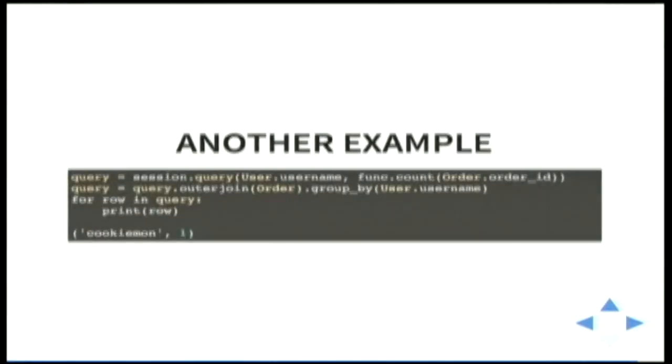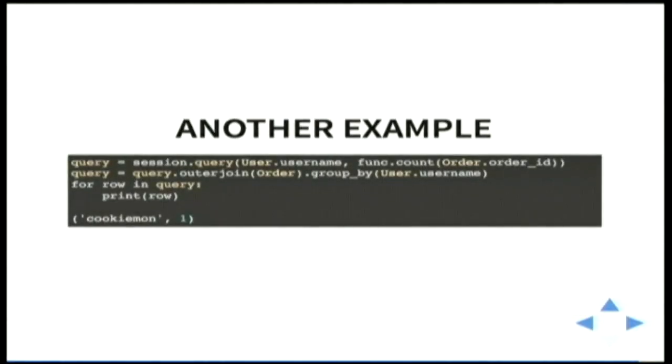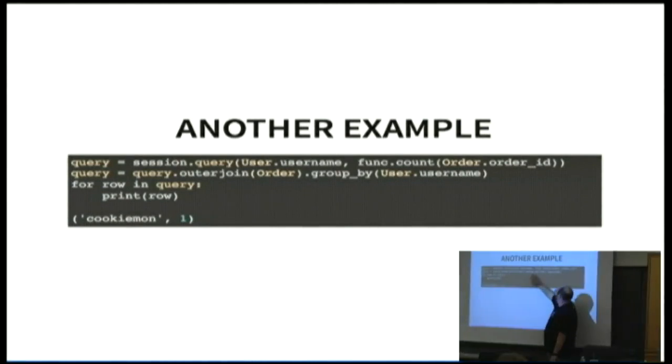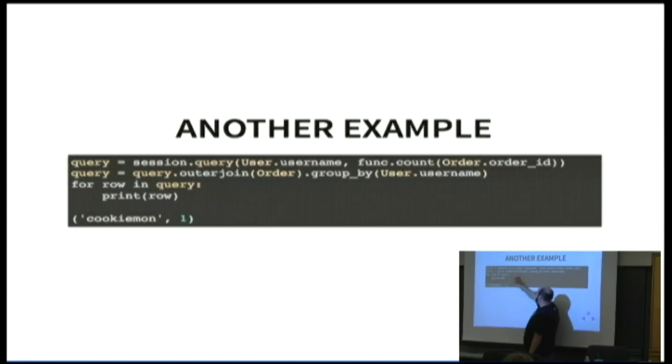Let's look at one more example of using relationships. So here I'm grabbing the username. I just want to count how many orders they have. I'm performing an outer join. No weird left, outer, inner. It figures that out. Just an outer join. Then I want to group by the username and then print each result. And thus I get Cookie Monster and his one order.